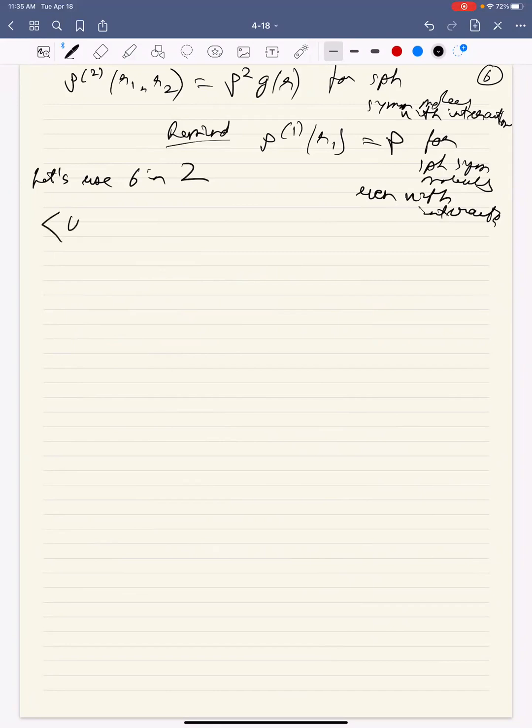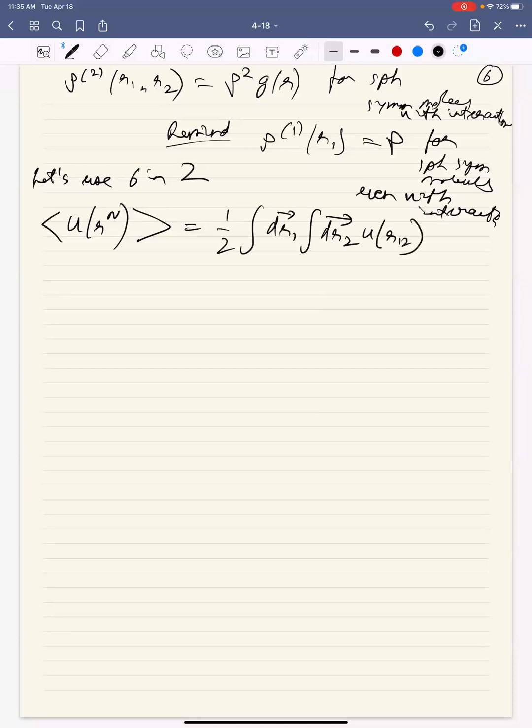So what do I get? I get capital U of Rn is equal to half integral. And now I will be careful to write the vectors, because what we really mean are vectors going on here, while this small u is not a vector. The small u depends on the distance, so R12 is actually the modulus of the vector, multiplied by rho 2. And these R1 and R2 are also vectors.